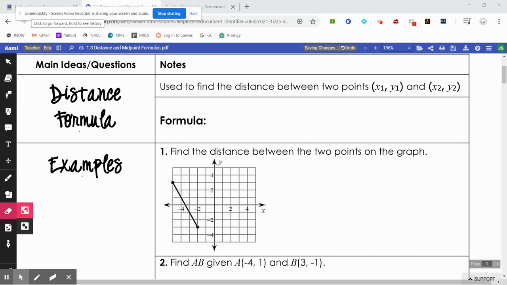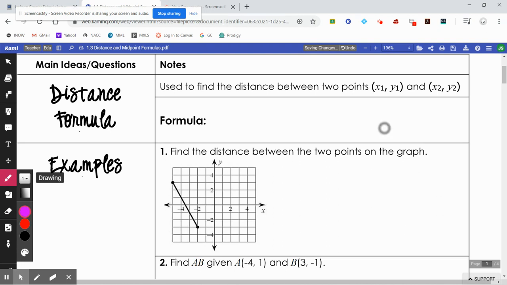Okay, today we're going to be talking about the distance and midpoint formulas in this video. First off, let's talk about what they're actually used for. The distance formula is used to find the distance between 2 points, and we'll call these 2 points (x1, y1) and (x2, y2). And these 2 points, we all know what points look like.